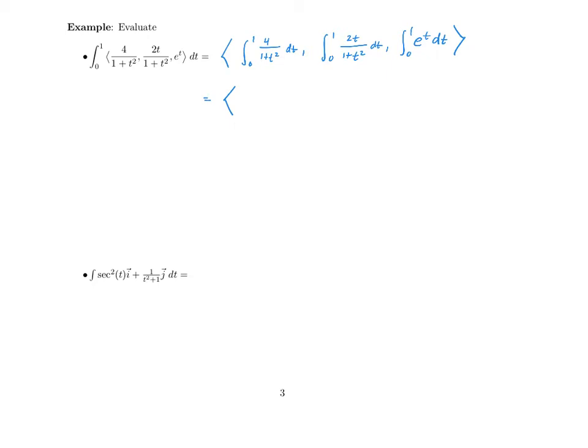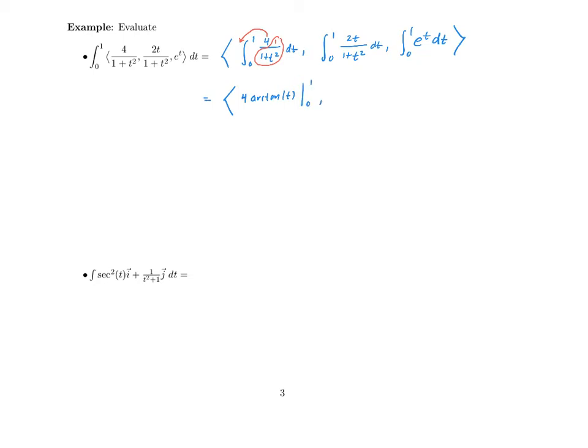In the first integral, 4 is a constant, which you can pull in front. And when you are left integrating now just a 1 over 1 plus t squared, that is a common anti-differentiation formula. It is arctangent of t. And we're evaluating this from 0 to 1.